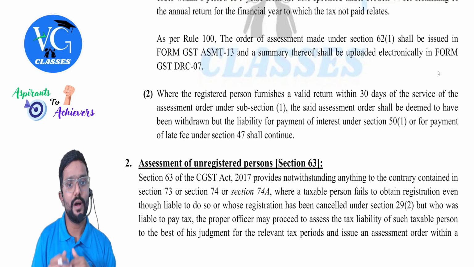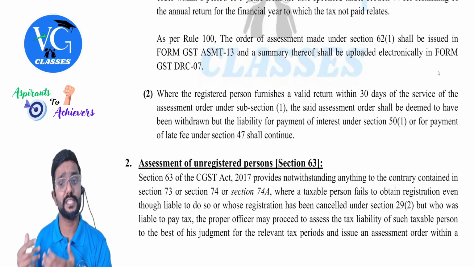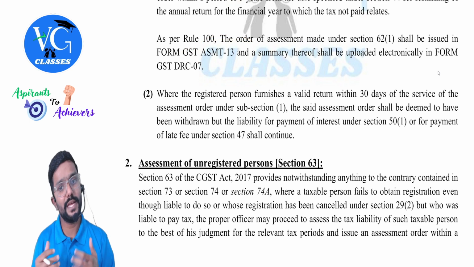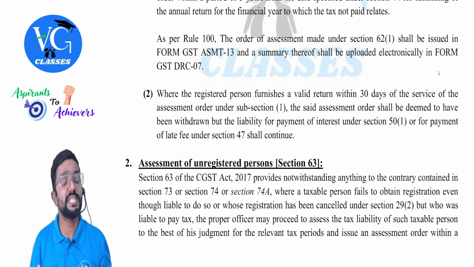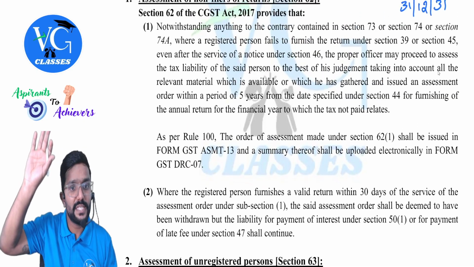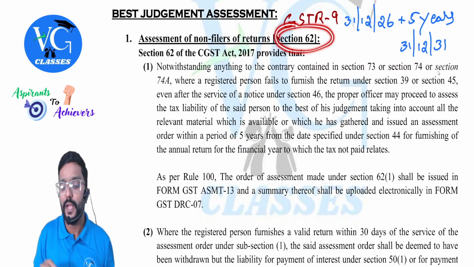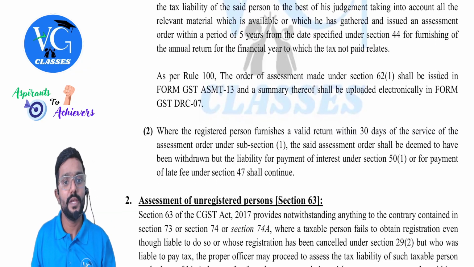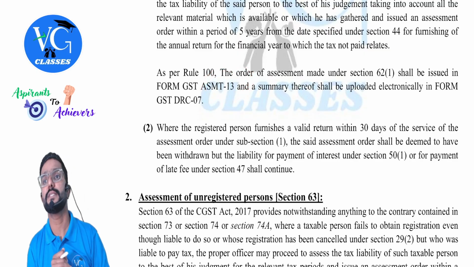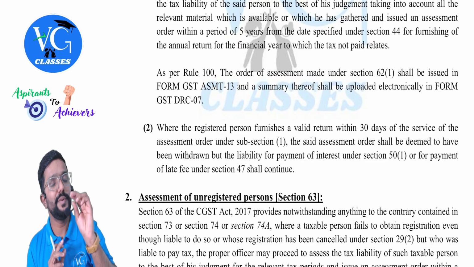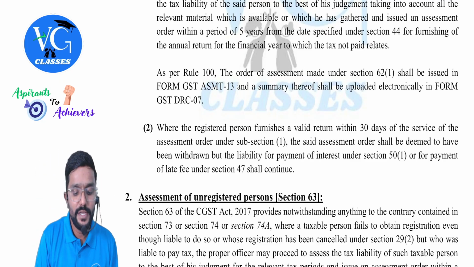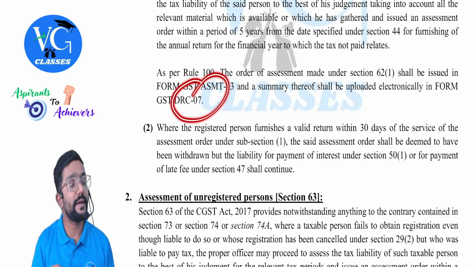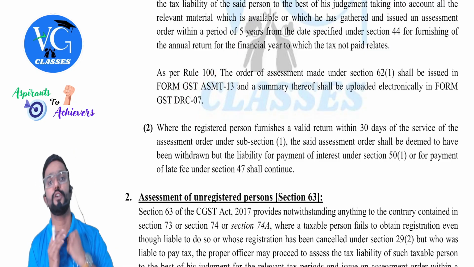As per rule 100, the order of assessment made under section 62 subsection 1 shall be issued in form ASMT 13 and a summary thereof shall be uploaded electronically in form GST DRC 07. Guys, listen. The best judgment assessment order as per section 62 will be passed within 5 years from the due date of filing the annual return, in form ASMT 13, by the proper officer. You should update the summary of this in GST DRC 07 on the GST portal. DRC stands for demand and recovery, which is our next topic.